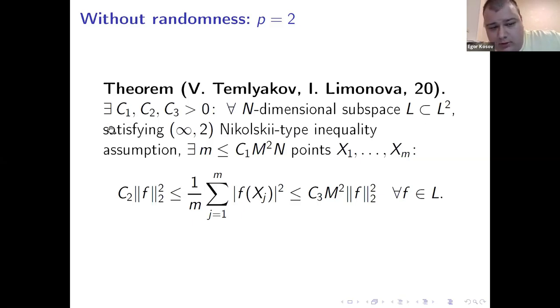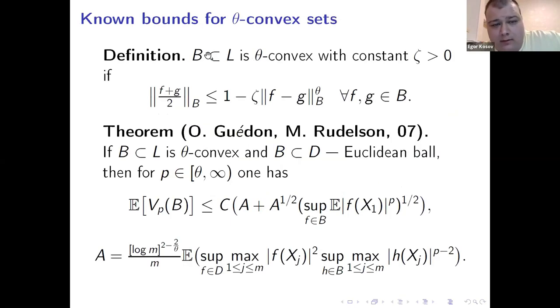And this is the result of Professor Temlyakov and Irina Limonova. There are constants such that for any n-dimensional subspace in L2 which satisfies the infinity-2 Nikolsky type inequality, there are m points, where m is of order n, such that the discretization result holds. So the probabilistic approach seems to give additional logarithms in any case. As I understand, there is no hope to remove all the logarithms with probabilistic techniques.